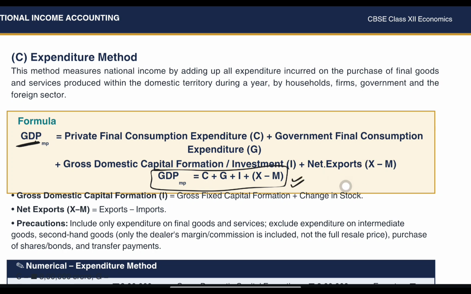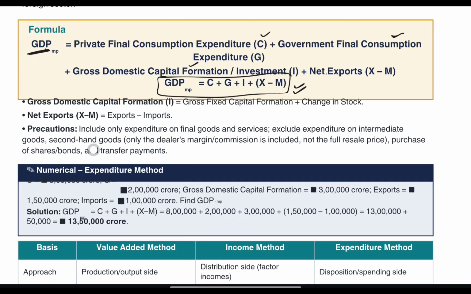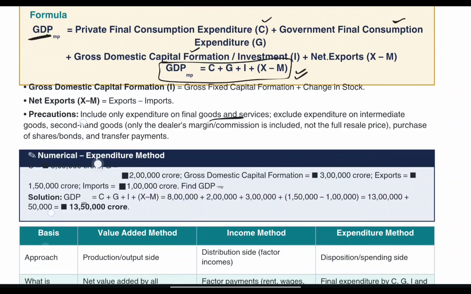This is our formula to calculate national income. So all the expenditure which is done by private enterprises, government and domestic consumption. What are the precautions to take? Include only expenditure on final goods and services. I am telling you again and again that only final goods and services are to be taken into consideration. Exclude expenditure on intermediate goods, second-hand goods, purchase of shares, bonds and transfer payments. All these are not included.